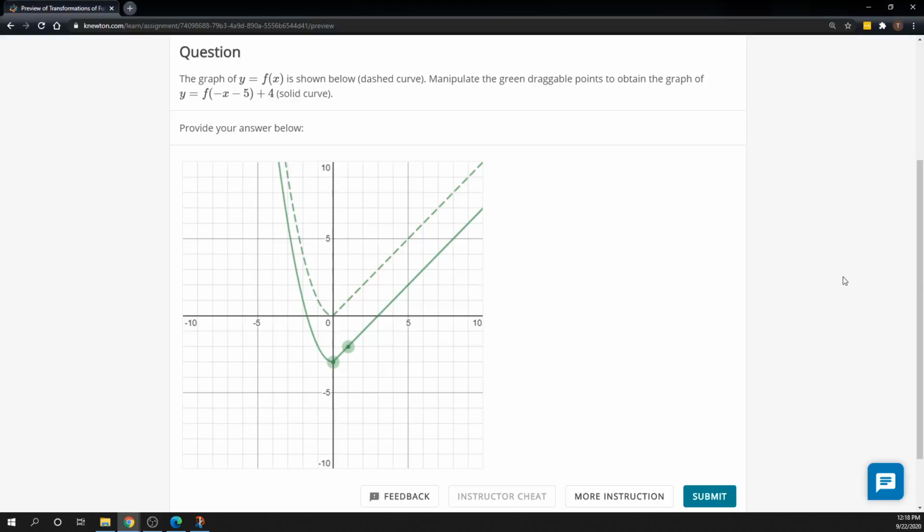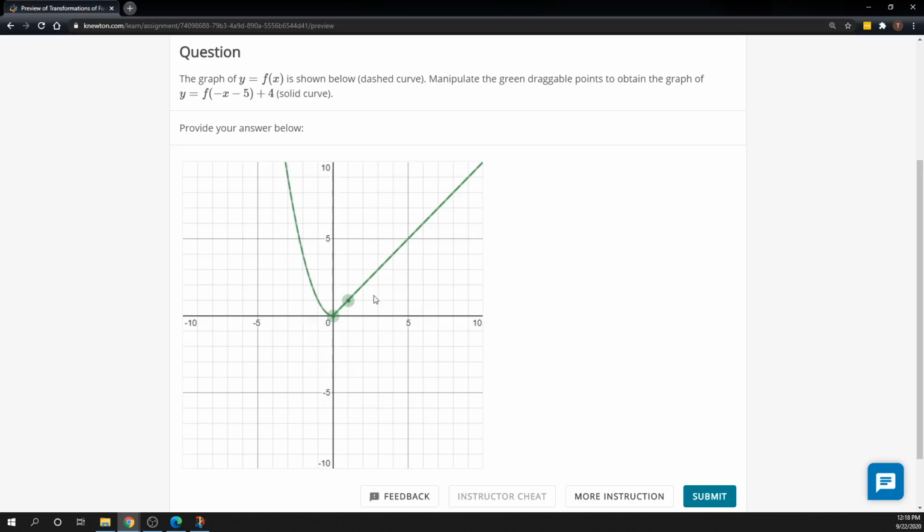All right, in this video, we are going to work another one of the Knewton questions, and it says the graph of y equals f of x is shown below, the dashed curve. Manipulate the green draggable points to obtain the graph of y equals f of minus x minus 5 plus 4, the solid curve.